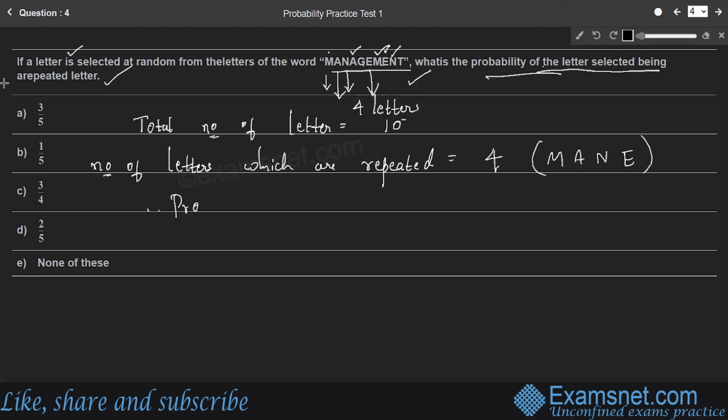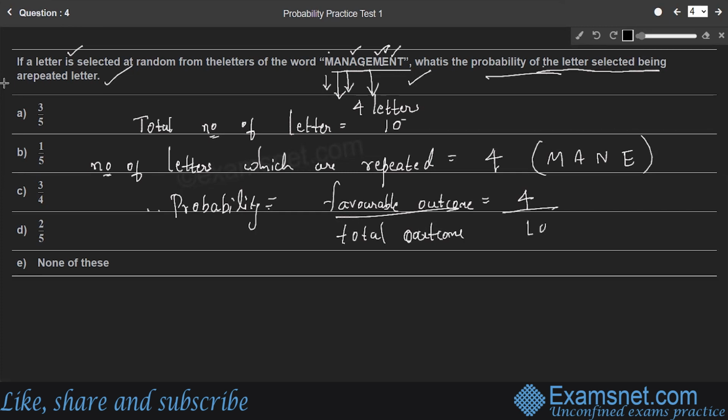Therefore, the required probability, that is the probability of a letter selected being a repeated letter when drawn randomly, is favorable outcomes by total outcomes, the same formula. Here favorable outcomes are the number of repeated letters, which is 4, divided by the total number of outcomes, which is the total number of letters. 4 by 10 is nothing but 2 by 5. So out of 5 letters drawn randomly, 2 will be repeated letters. Therefore, option D is the right answer.